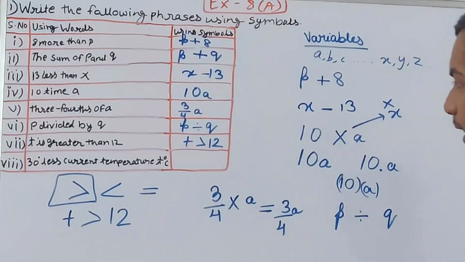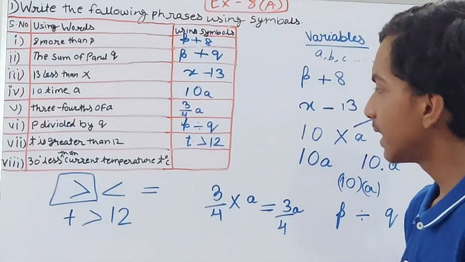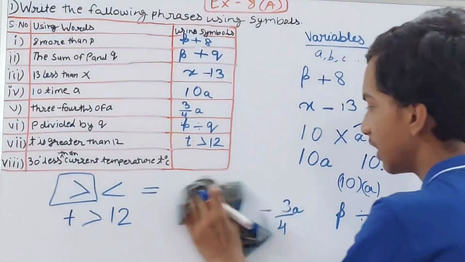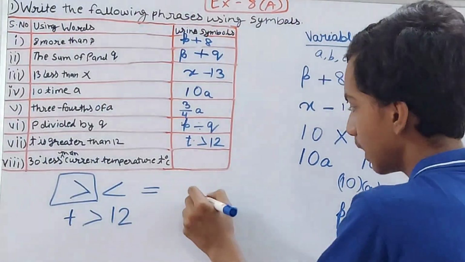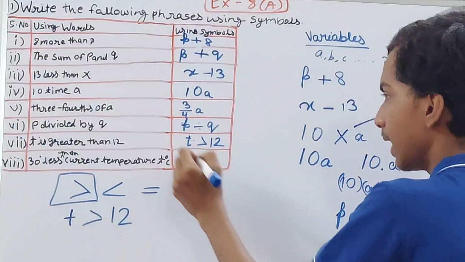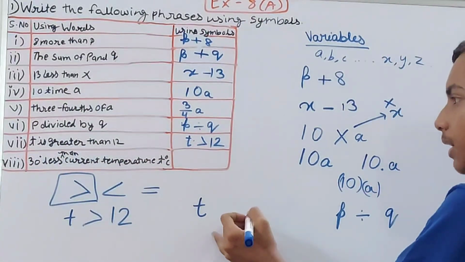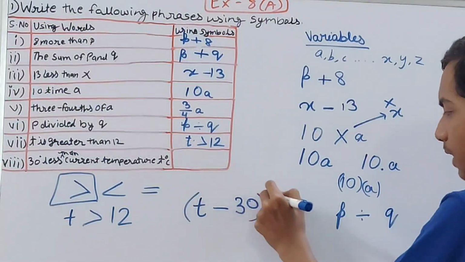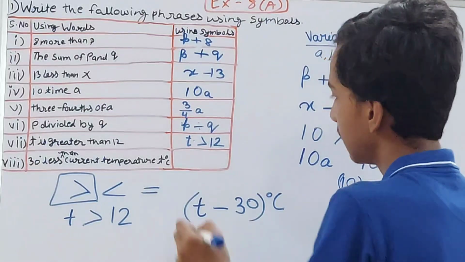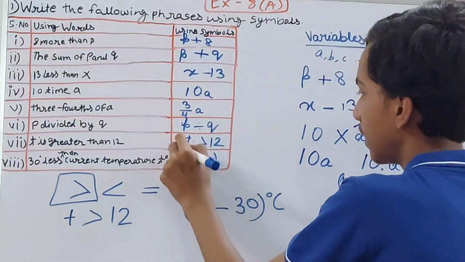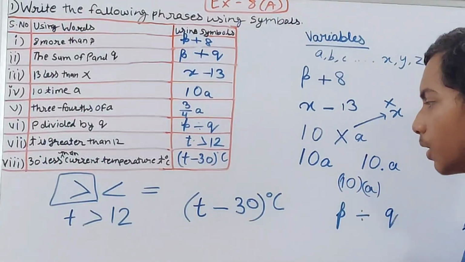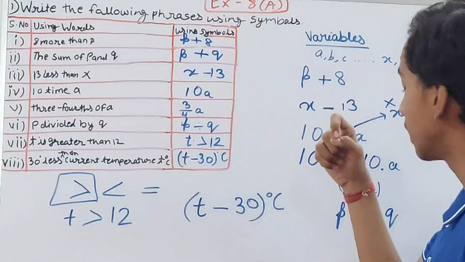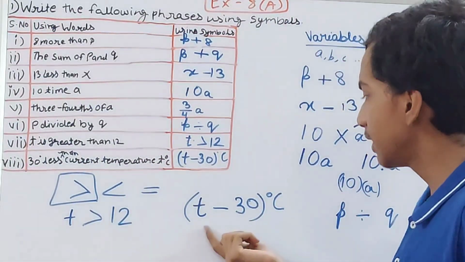30 degrees less than the current temperature T degrees Celsius, right? So your current temperature is T degrees. I'll write it here. I have my current temperature as T, and it says 30 degrees less than T. So T minus 30. Now we also have to write the unit just for formality, so you can write degrees Celsius outside this bracket. This way your expression will come out right. Don't forget to write the unit. It is very important, and this expression is also quite important. You need to understand that 30 degrees less than means subtraction. So T minus 30, right?